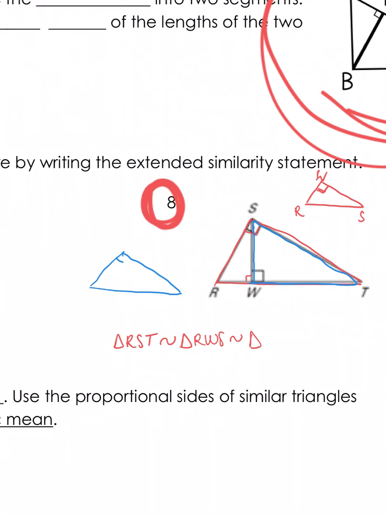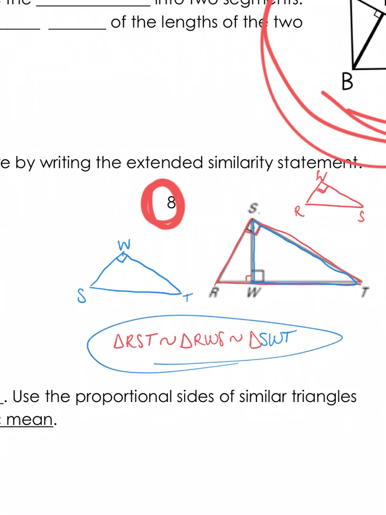Ooh, that's a little rough. And we know that right angle is W, and the short leg is W to S, and then S to T. And so then we've got RST is similar to SWT. And there's your extended similarity statement for those three triangles, okay?